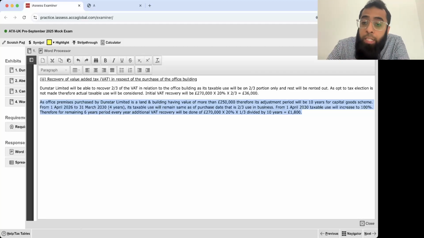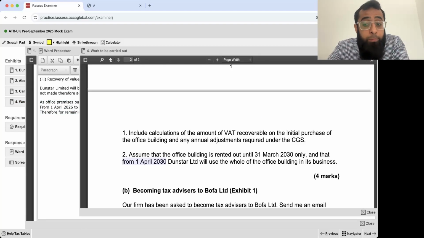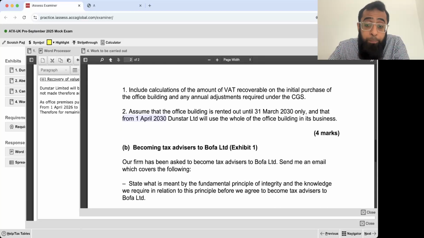So first you divide it by 10 years, your total VAT amount 270,000 into 20%, that's 54,000, divide by 10 years. So for every year the amount was 5,400. Then 1/3, because 2/3 was already recovered. So for every year you will be recovering 1,800 pounds, but not together. It's a yearly recovery. Your yearly recovery will be 1,800 pounds every year. Okay. I believe if you remember the capital goods scheme rules, it wasn't a difficult thing.